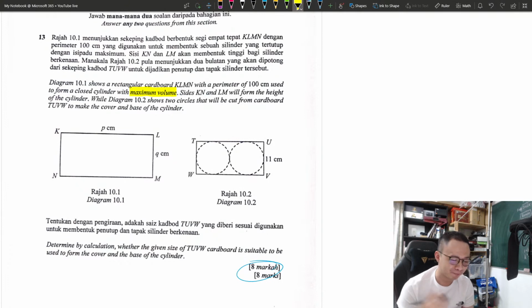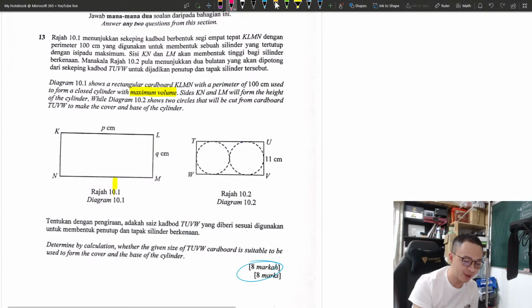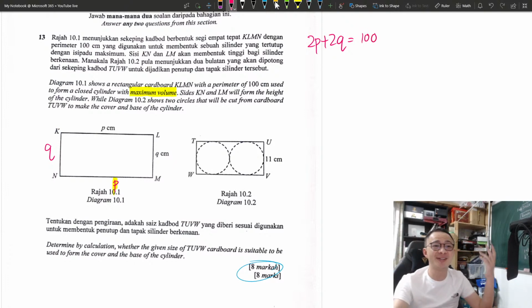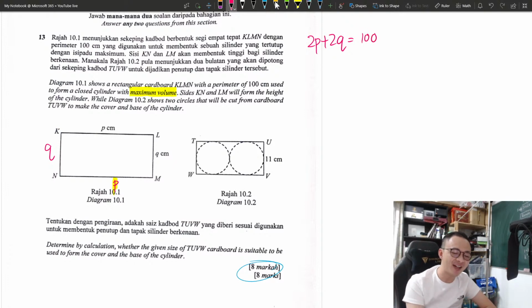Alright, okay, this question, first thing they tell me the perimeter of the rectangle LMNK is 100 centimeters. So this is P. Oops. So bottom is still the P and this is Q. So I know the perimeter is double of P and double of Q, isn't it? So 2P plus 2Q, I will get 100, because the question tells us the perimeter is 100. So divided by 2, I know P plus Q equals 50.